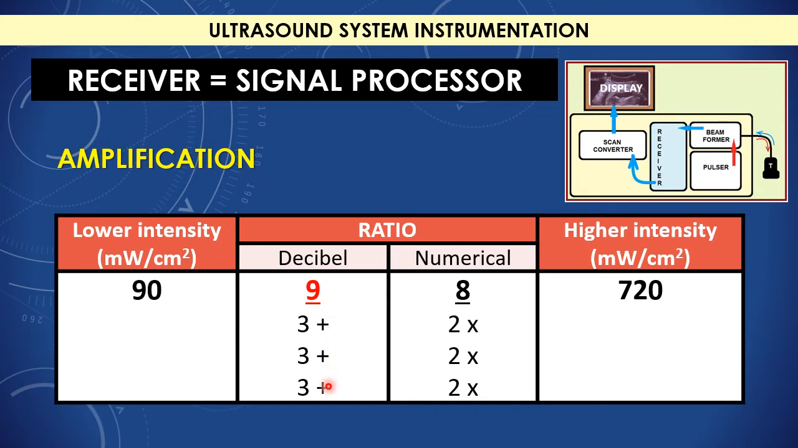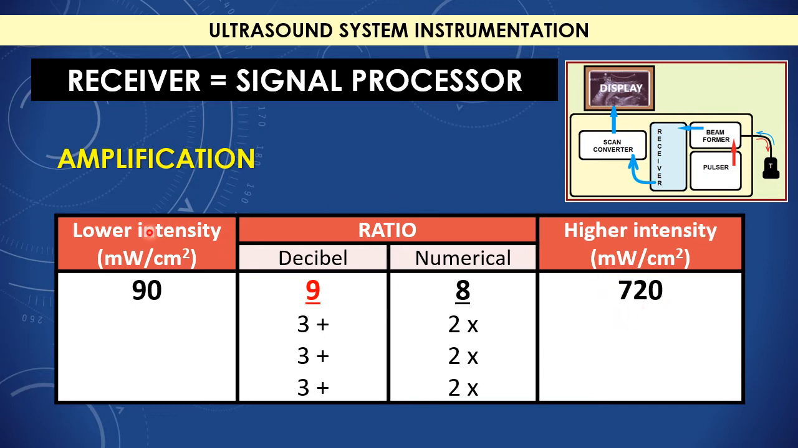This is magnification. So these decibels, plus 3 plus 3 plus 3, are equivalent to how many in the true life value? Plus 3 decibels is equivalent to times 2. Plus 3 decibels is equivalent to times 2. Plus 3 decibels is equivalent to times 2. So times 2 times 2 times 2 means times 8. So 90 times 8 will be 720 milliwatt per centimeter square real intensity. The new value will be 720.